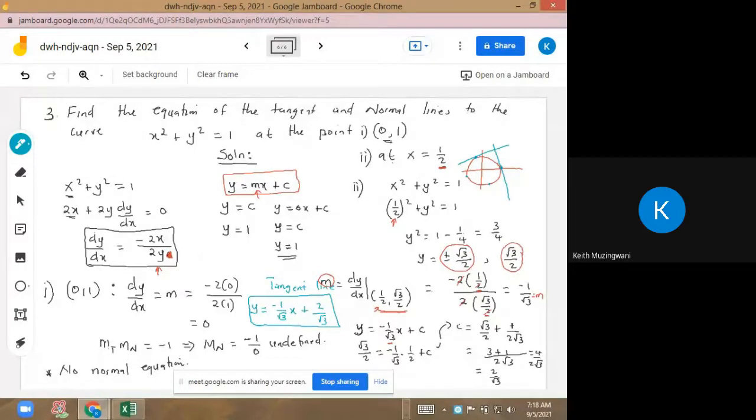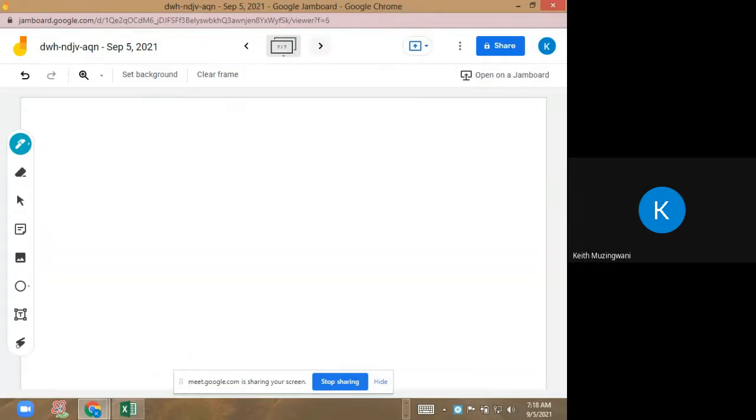So far we have the tangent. Let's also find its normal. So to get its normal, we now need space. Say the m was negative 1 over negative root 3 over 2.